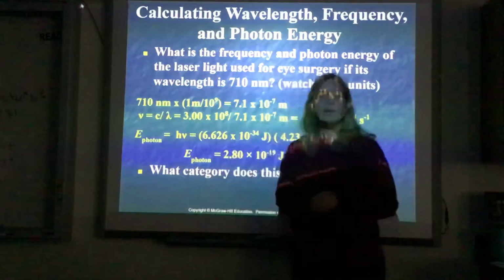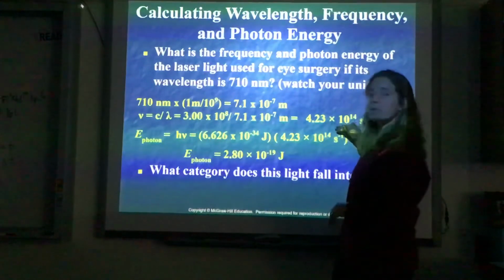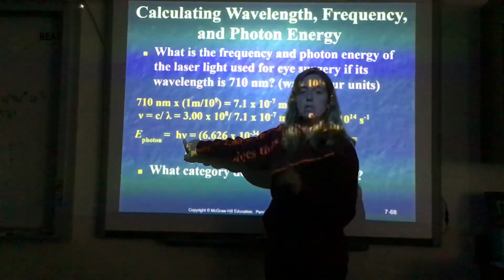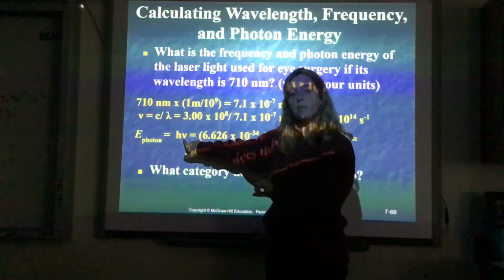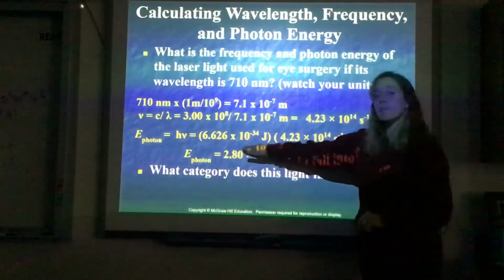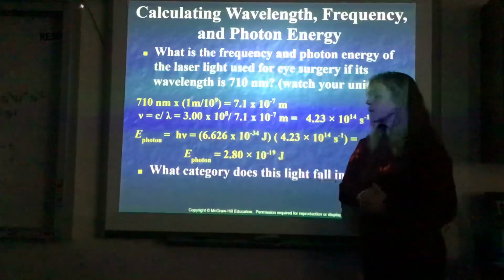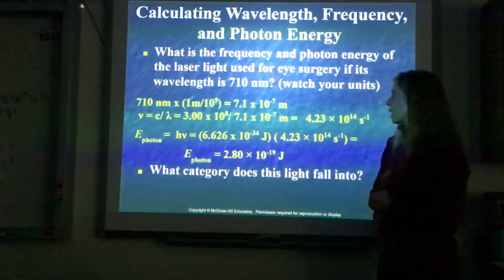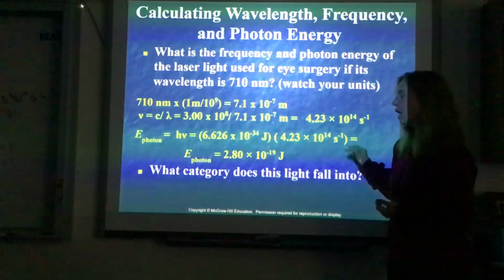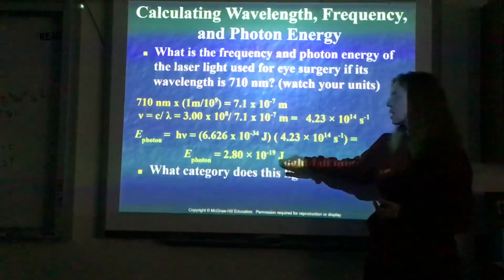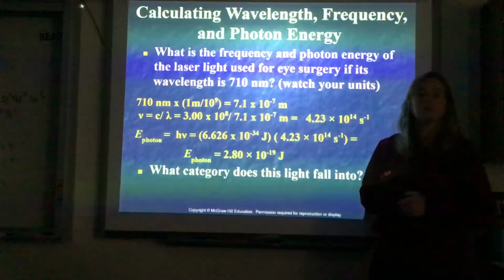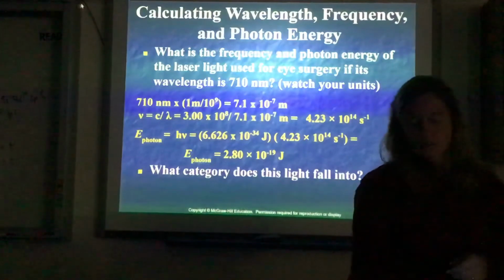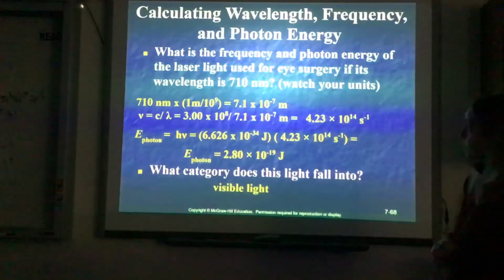Now, to calculate energy, we just calculated the frequency, so now we can use this equation. Energy is equal to Planck's constant times the frequency to find how much energy. So we type in 6.626 times 10 to the negative 34, and you multiply that by your frequency, and you're going to get 2.8 times 10 to the negative 19 joules of energy. And which category does this light fall into? It falls into the visible light region. Okay?